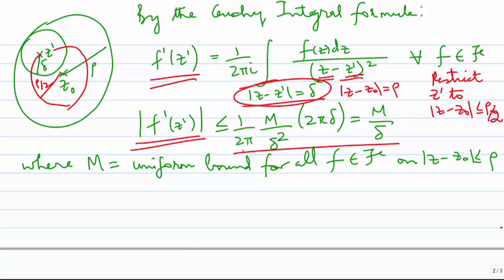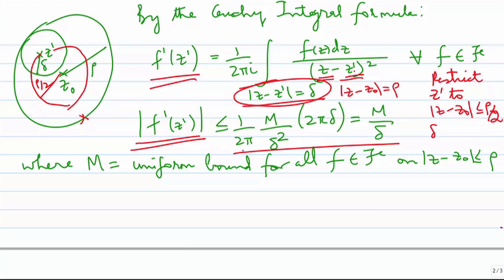This distance from z to z prime, what will it be? You see, z is now going to lie on the outer contour, the outer circle, and there's z prime inside. Okay, and you see the minimum distance between z and z prime is rho by 2, and therefore this delta is supposed to be the distance between, it should be modulus of z minus z prime.